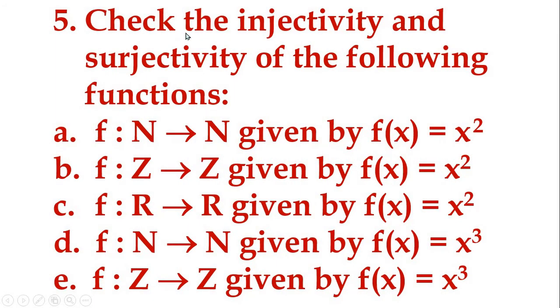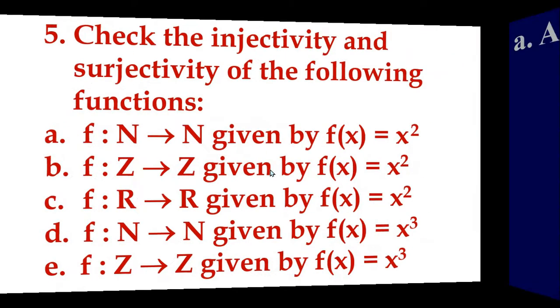So next problem, check the injectivity and surjectivity of the following functions. First one, f from N to N given by f(x) = x squared. Second one, f from Z to Z given by f(x) = x squared. Third one, f from R to R given by f(x) = x squared. Fourth one, f from N to N given by f(x) = x cubed. Fifth one, f from Z to Z given by f(x) = x cubed. You have to check whether these functions are 1-1 and onto.